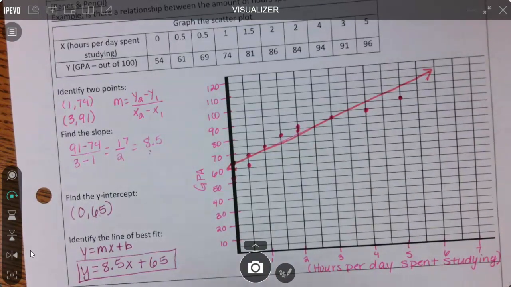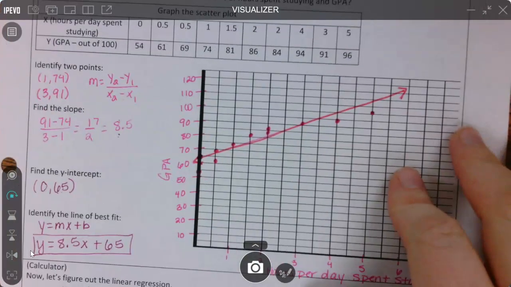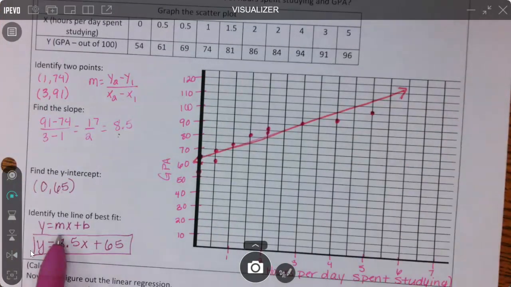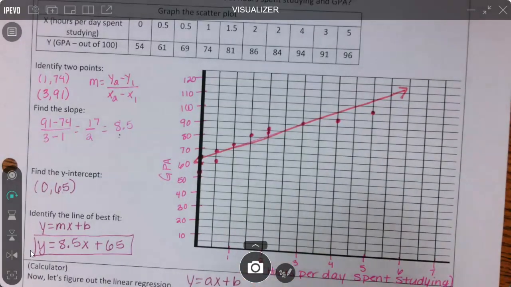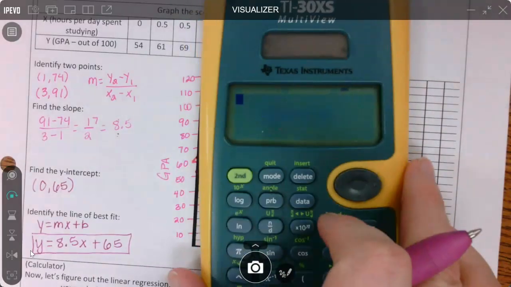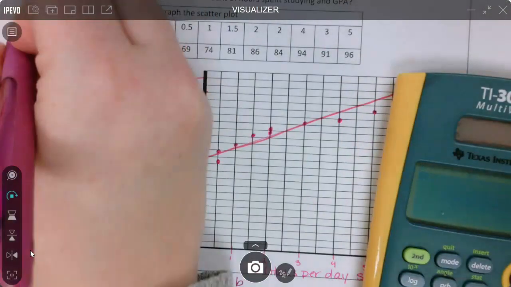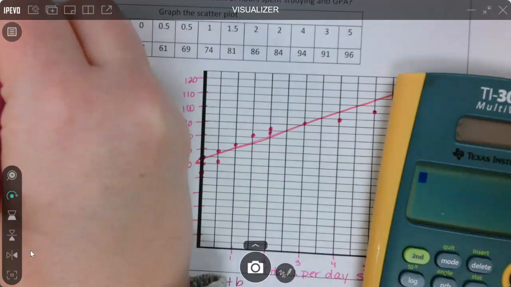That's the first way. The second way is to use the multi-view calculator. In your calculator, it's a little bit different. It's not mx plus b, it's y equals ax plus b. For whatever reason, the calculator assigned slope to the letter A. Not sure why, but that's what it is. So to do this, you get your calculator, like I have here, and you're going to enter this data. The x values are going to be your L1, the y values are going to be your L2.